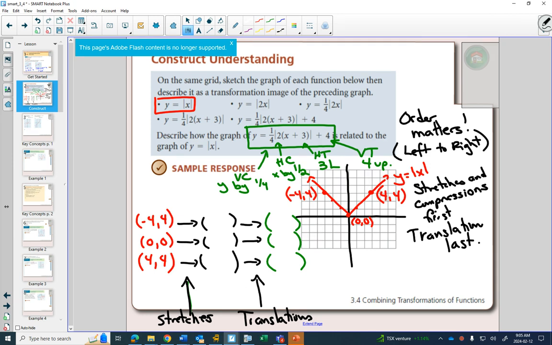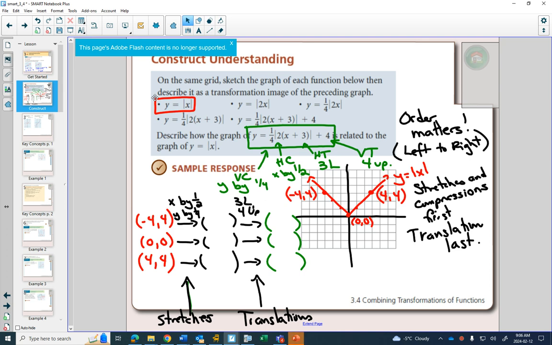So above my arrow for my stretches, I can look, I have two of them. My x value is getting multiplied by 1/2. My y value is getting multiplied by 1/4. And for my translations, I'm going to go 3 to the left and 4 up. And it's kind of like order of operations as well. You always have to multiply before you add and subtract.